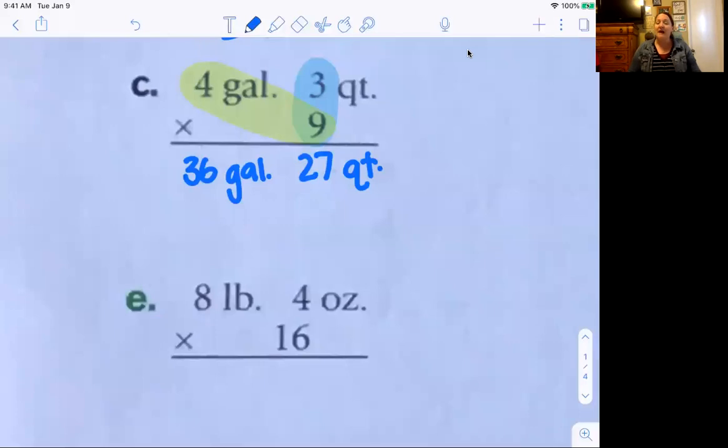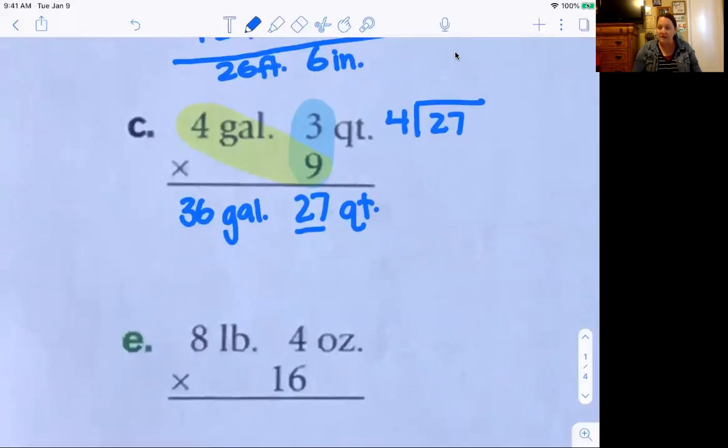Okay, so we have to ask ourselves, how many quarts are in a gallon? There are 4 quarts in a gallon. So then we look at our 27 and we say, okay, how many groups of 4 can I get out of 27? And if you don't know, it's totally okay. We could do 27 divided by 4. Well, 4 goes into 27 6 times. 4 times 6 is 24. And we have 3 left over.